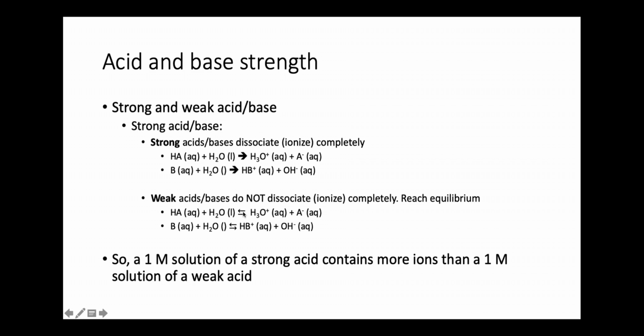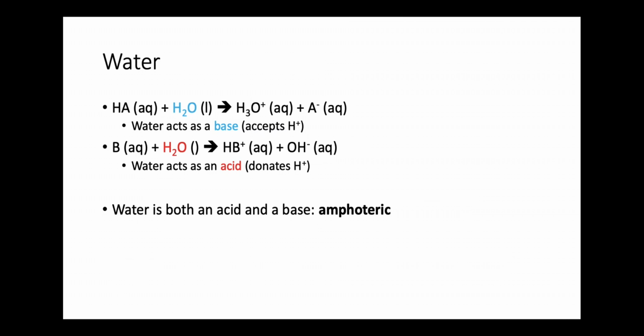So the difference between strong acids and strong bases: a strong acid dissociates completely, while weak acids and weak bases do not completely dissociate into ions. So that gives us an idea. If I have 1 mole per liter of a strong acid, I have more ions in a strong acid or strong base compared to a weak acid. That's important later on to calculate the pH of solutions. So strong acid or base, complete dissociation; weak acid, not a complete dissociation.